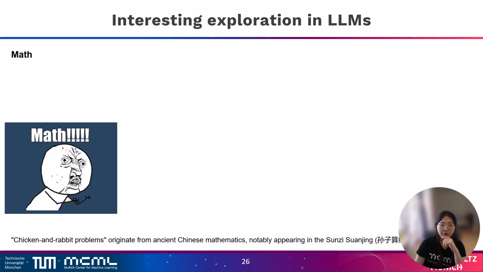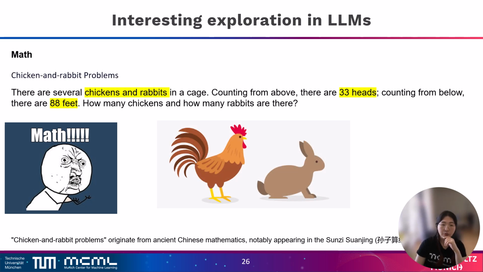So here I will first introduce math with large language models. Why math at the beginning? Actually, it is because I always hate math, and also math was a really difficult application for neural networks before the large language model. So here I will provide a really easy math question. It is really famous in China, at the primary math level. The question is called the chicken and rabbit problem.